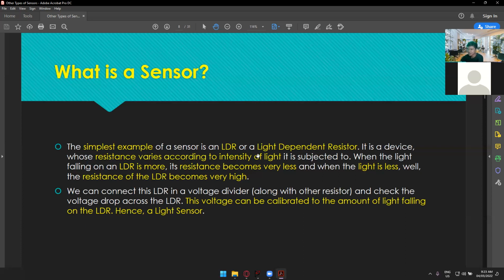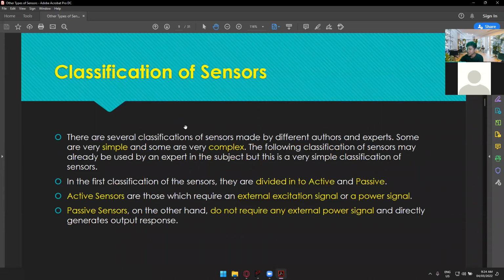Well, I guess right now, I will not explain this kind of thing. You guys already know what the benefit of the sensor is, but that is one practical example of the sensor, the LPR. Okay. So let's now proceed to the classification of sensors.